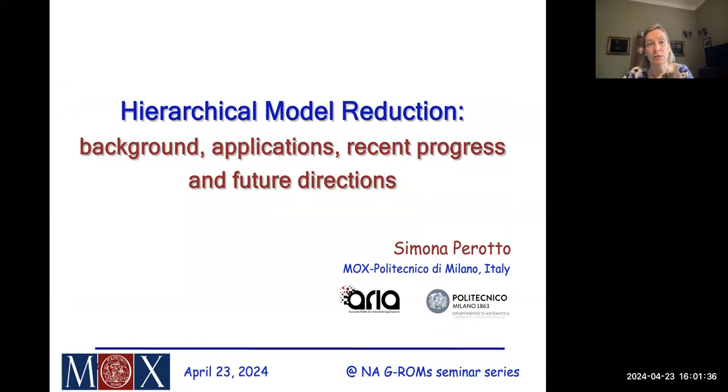Today I will speak about a model reduction technique that has been on the table for some years. So we speak about hierarchical model reduction, and my goal is to provide you the background of this approach and, at the same time, to show you some possible applications of this method along with recent progress and future direction.